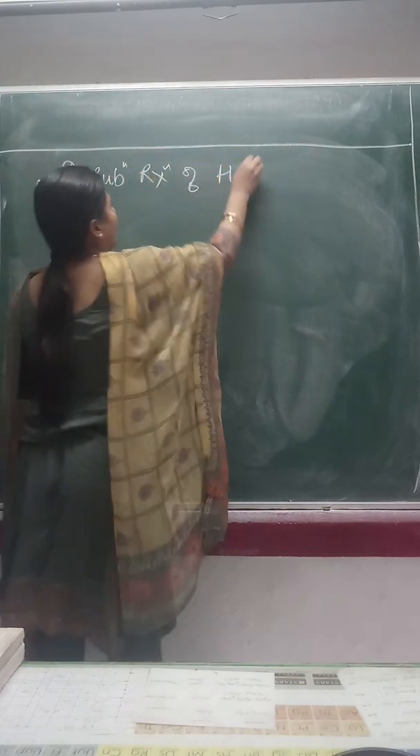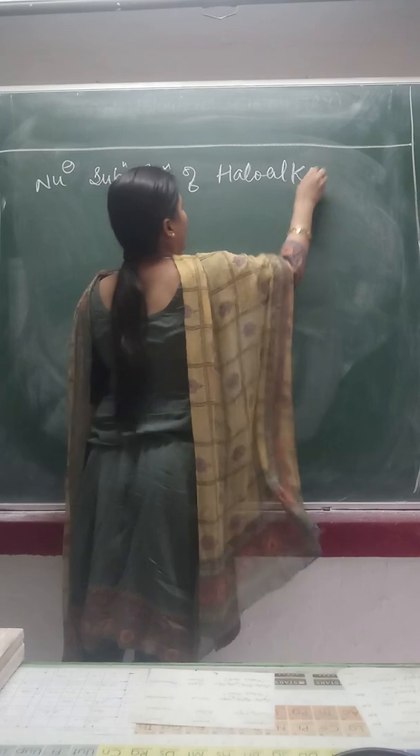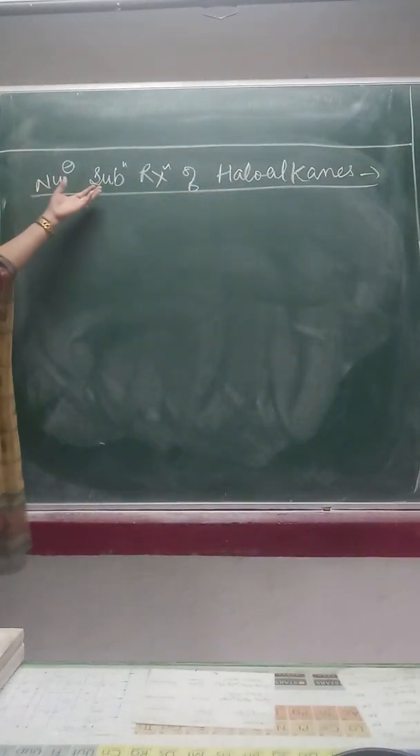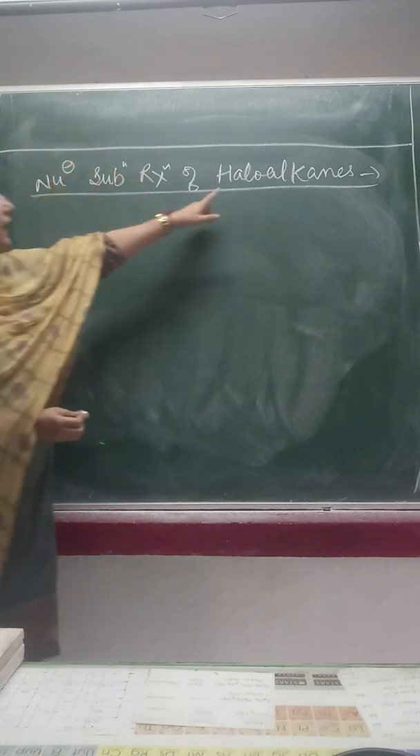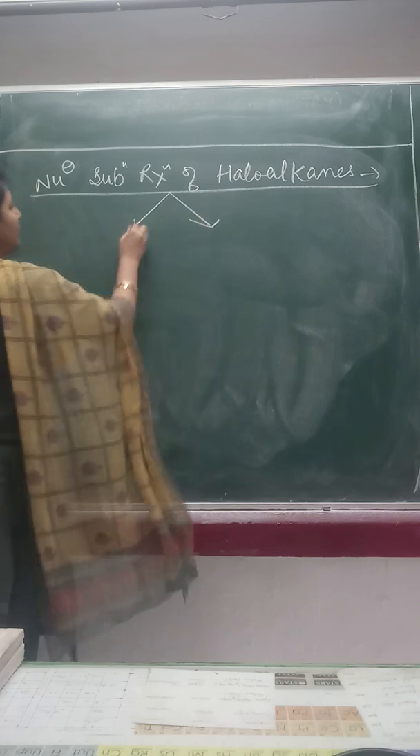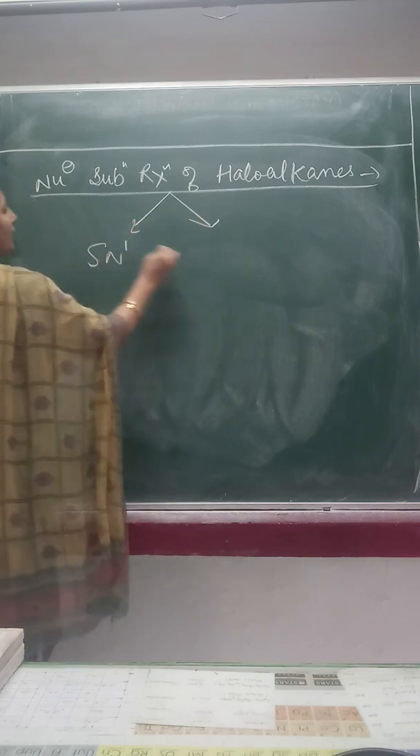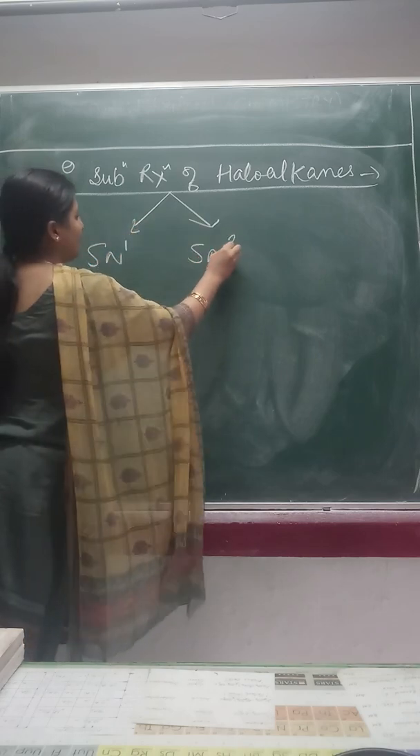Today we are going to discuss a very interesting topic, that is nucleophilic substitution reactions of haloalkane. We have to carry out a substitution reaction with the help of a nucleophile on haloalkane. In 12th class, there are basically two types of nucleophilic substitution reactions, that is SN1 and SN2.